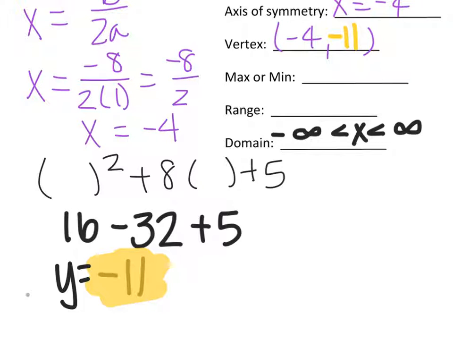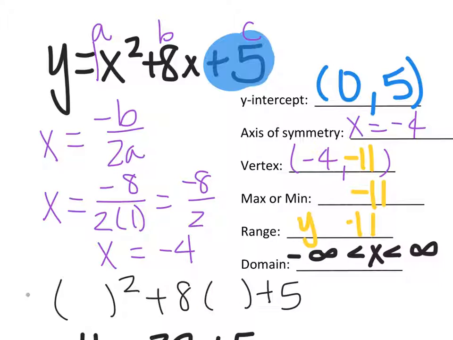That also tells me that my max or min is negative 11, and my range is something to do with y and negative 11. So if I look at my equation, it says 1x squared plus 8x plus 5. Since that 1 is positive, my graph is going to open up, which means that my vertex is the minimum because it is the lowest point on the graph. And it means that my range is y's that are greater than or equal to negative 11.